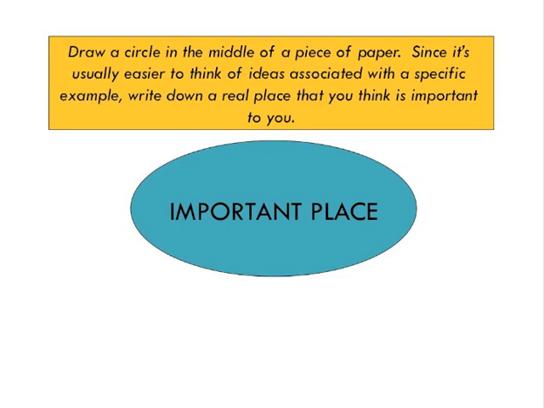Now, before you write anything, since we're talking about an important place that we visited before, I think we should go ahead and put that place in the middle, because it's usually easier to think of ideas associated with a specific example. So in my example, instead of putting an important place, I'm going to put my answer, and my answer is Mackinac Island in Michigan. Now, maybe you've heard of this place, but it's a place I've been to several times, and I really enjoy it, and I think it's very important to me. And the key is to think about why. Well, that's what we're going to do next.